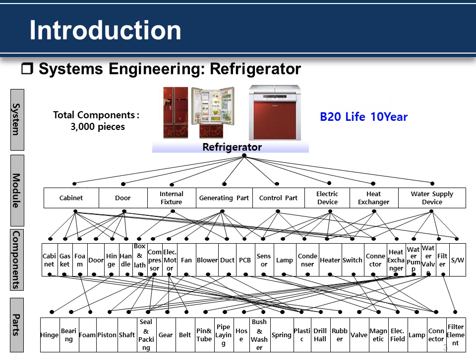This is a refrigerator. It also consists of multiple modules. Therefore, a refrigerator has 3,000 parts. The reliability target is B20 life 10 years.